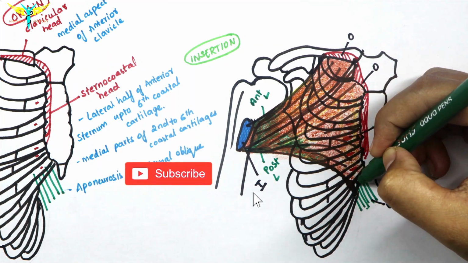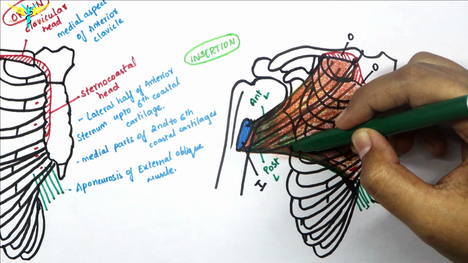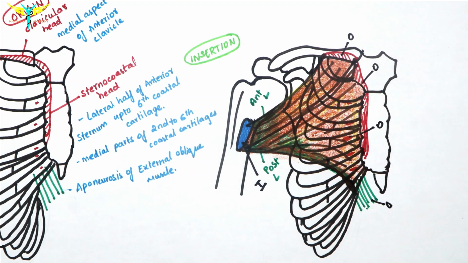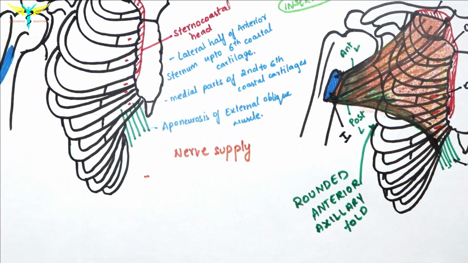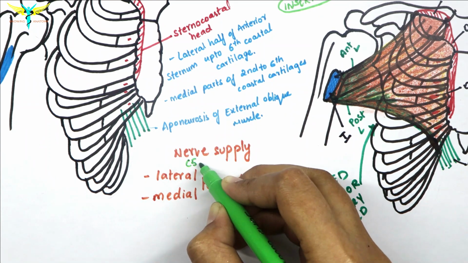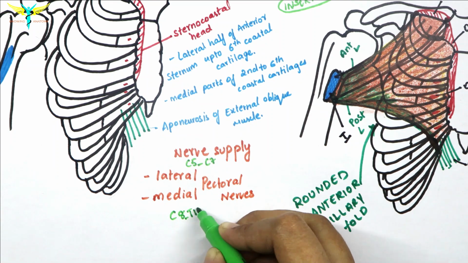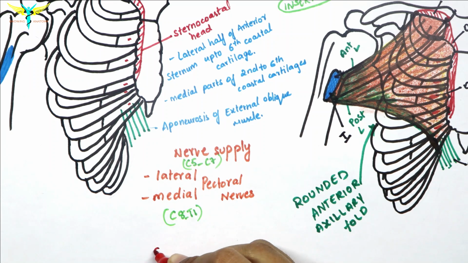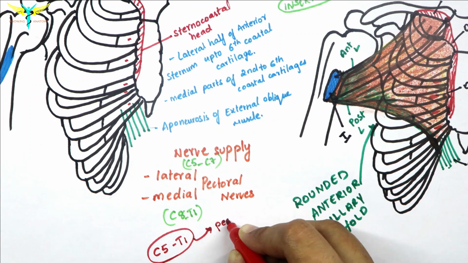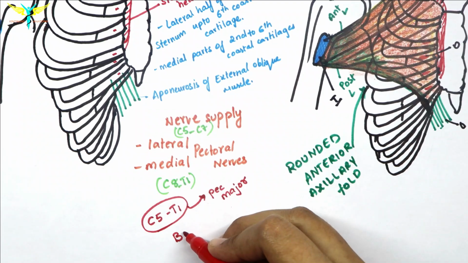The lower aponeurotic fibers of this muscle are twisted and inserted, and the twisting of this muscle fiber till the insertion forms the rounded anterior axillary fold. The pectoralis major muscle is supplied by the medial and the lateral pectoral nerves. The lateral has C5 to C7 fibers and the medial C8 and T1. So from these root values, we know that C5 to T1 root values supply the pectoralis major muscle. So the C5 to T1 forms the brachial plexus.